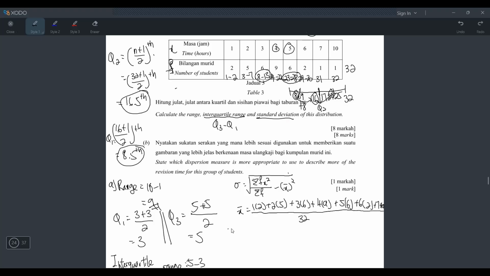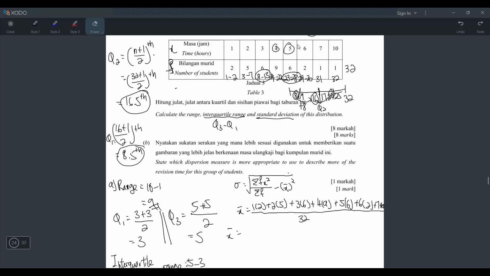But I want to mention one more time, if this is a group data, remember to find the midpoint. If it's a group data, you have to find the midpoint. It means you will not take 1 times 2, you'll take the midpoint of the class times 2, like that, right?